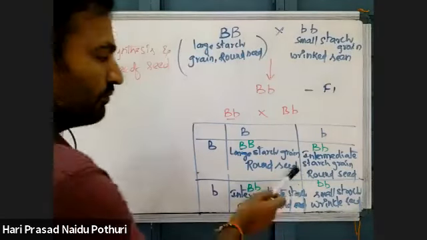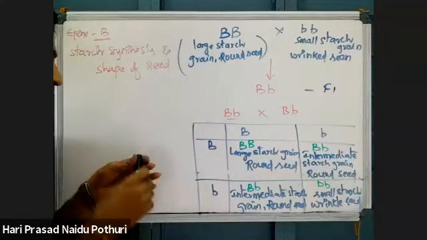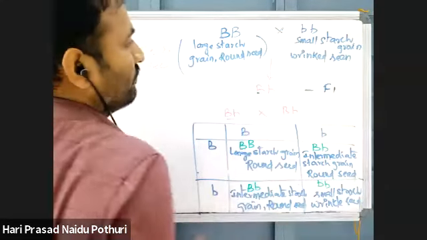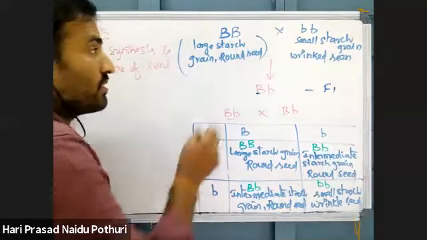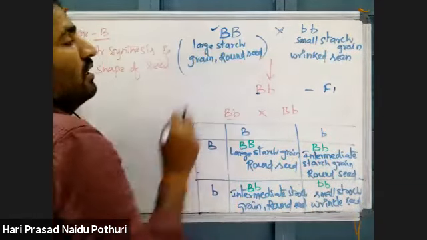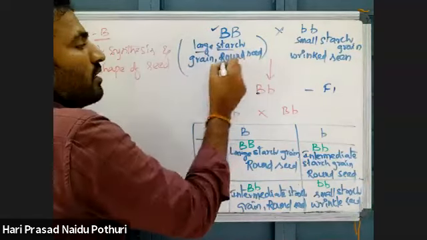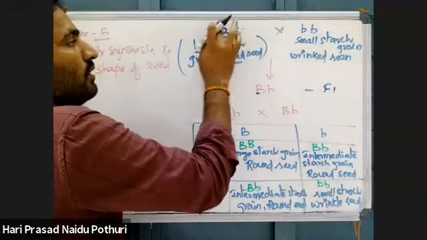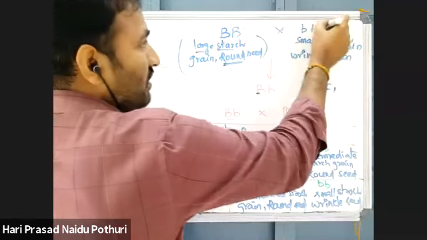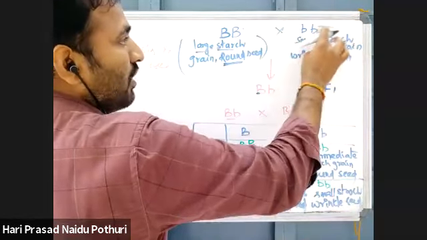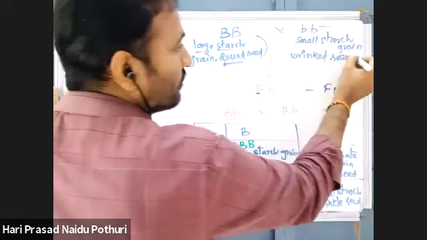See here. Here what is it? F1. F1 is heterozygous, which is made from true breeding parents. Large starch grain, round shaped seeds are produced when both alleles are dominant. When both alleles are recessive, then small starch grain, wrinkled seed is produced.